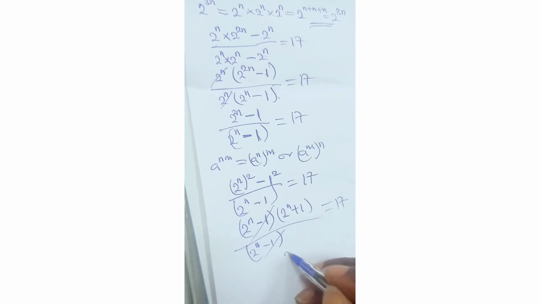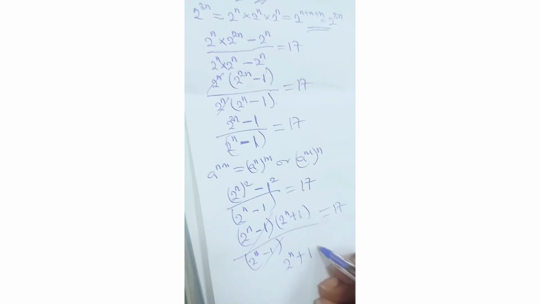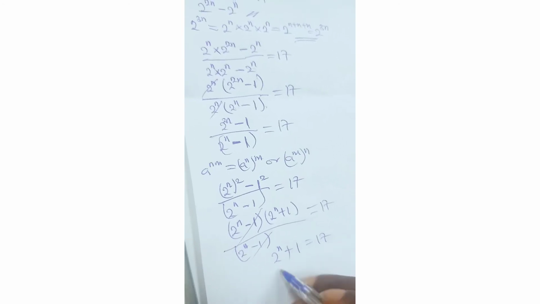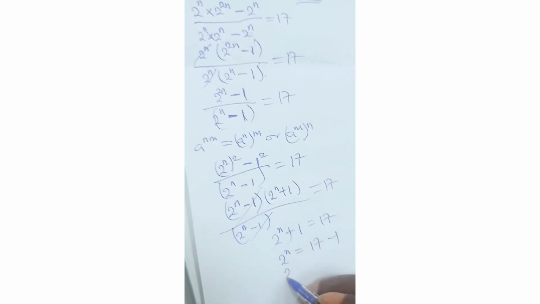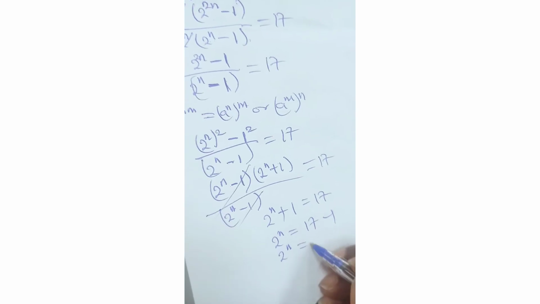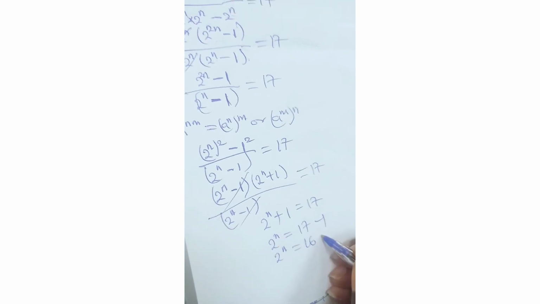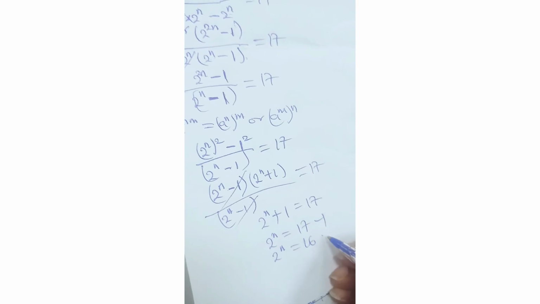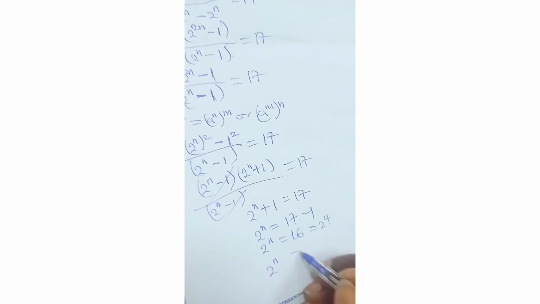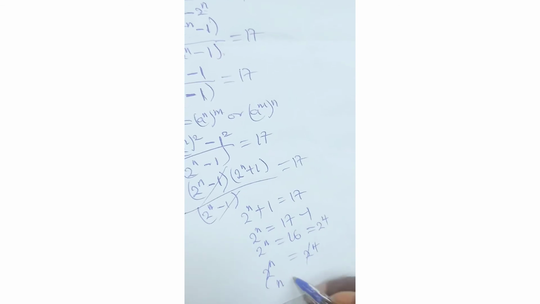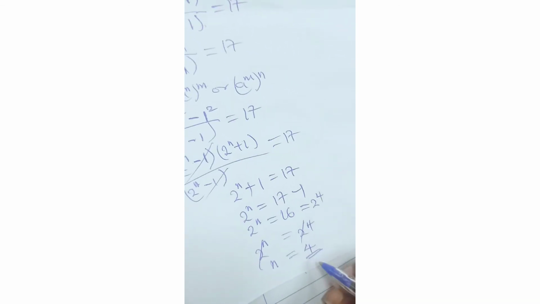Now look at what happened here. This and this are the same. If you cancel it, you are going to have 2 raised to power n plus 1 is equal to 17. When you take this to the other side, you are going to have 2 raised to power n is equal to 17 minus 1, and 2 raised to power n is equal to 16, which is 2 raised to power 4. So 2 raised to power n is equal to 2 raised to power 4. If you cancel this and this, you are going to be left with what? Your n to be equal to 4. So the value of your n is 4.